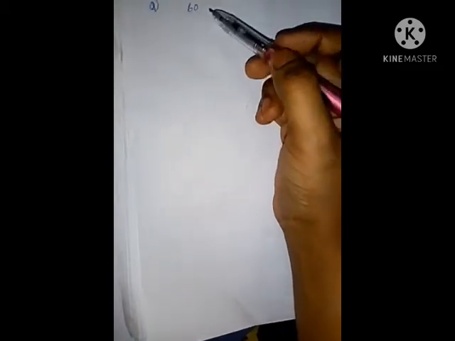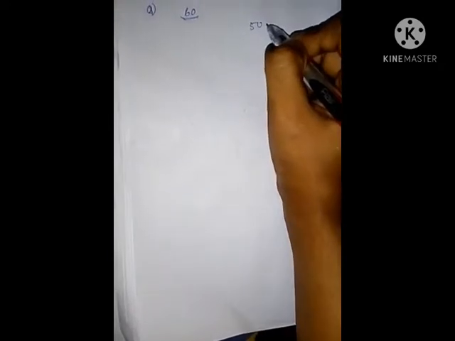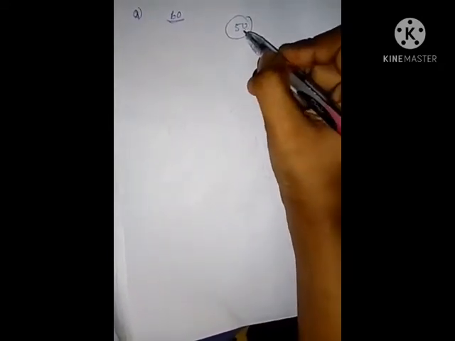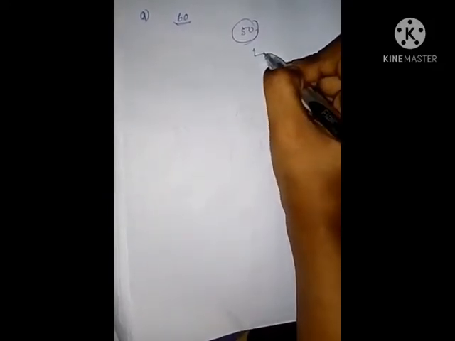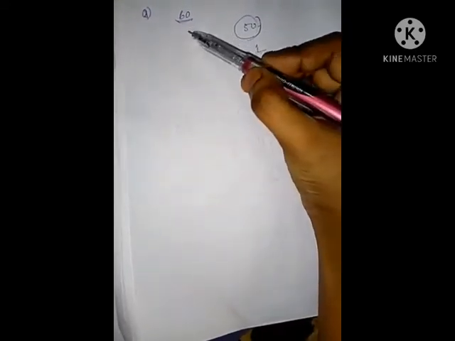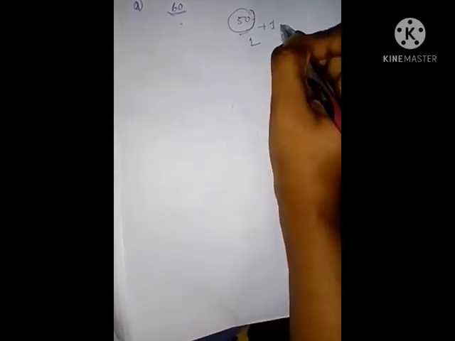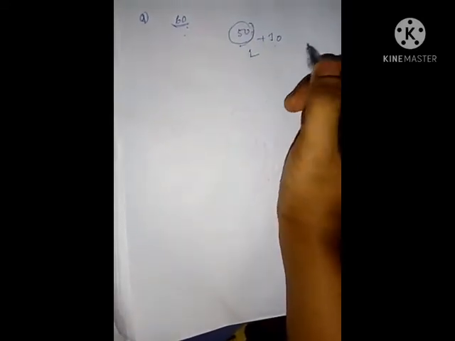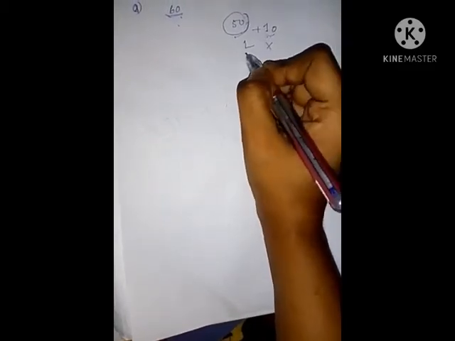How? Now see, 60 is nearest to 50, right or not? So in the table we know the symbol of 50. What is the symbol of 50? That is L, right? So how can we get 60 from this 50? If we add 10 with this 50, then we definitely get 60, right? So see, the symbol of 10 is X, L, X.